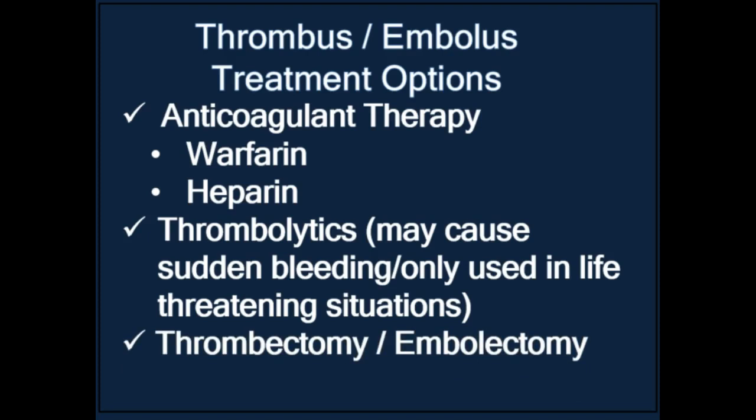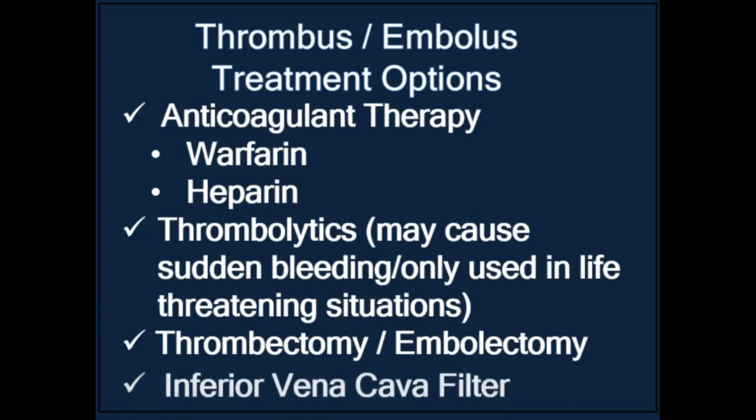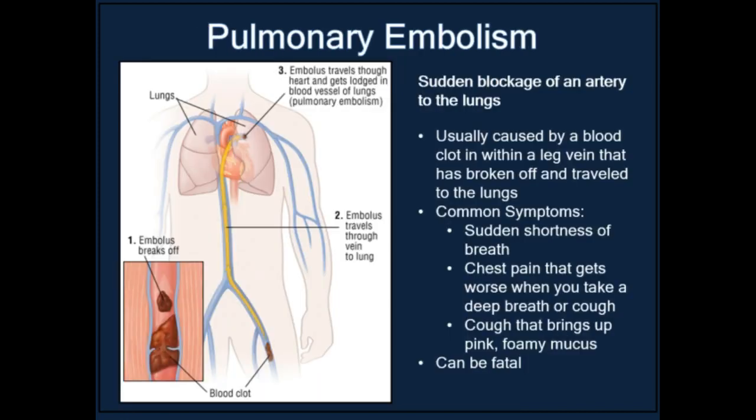The patient is heparinized and vascular clamps are placed prior to removing the clot. A Fogarty catheter is advanced past the thrombus and the balloon is inflated. The balloon is slowly pulled backwards, bringing the thrombus with it. One other treatment option is the inferior vena cava filter, which we will discuss a little later.